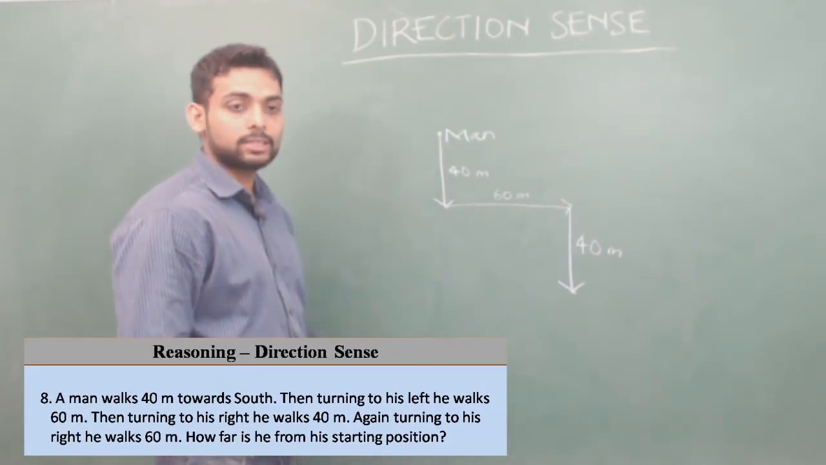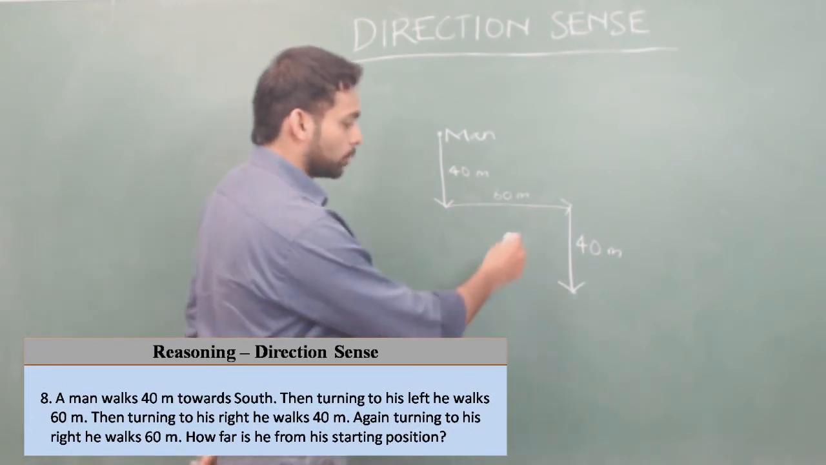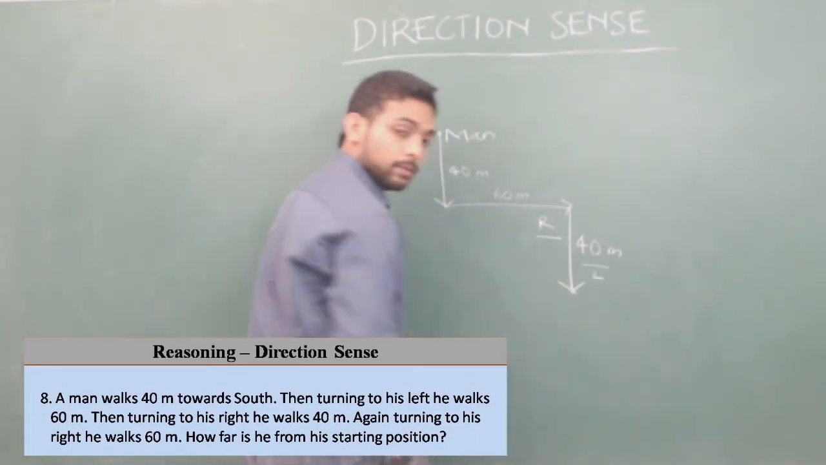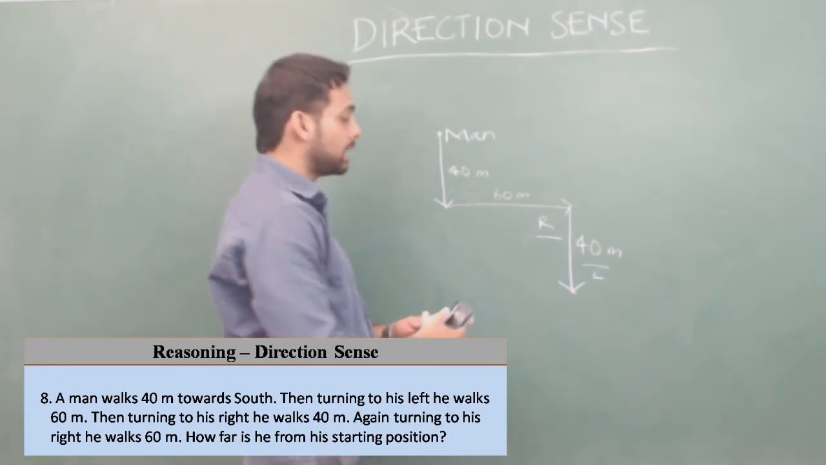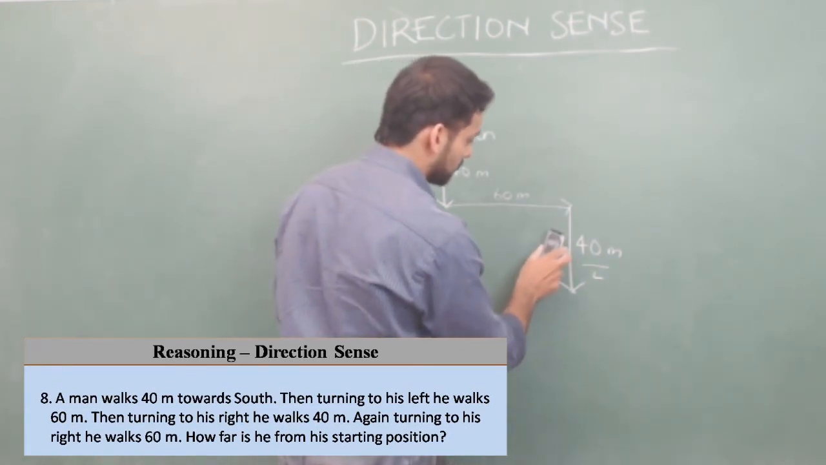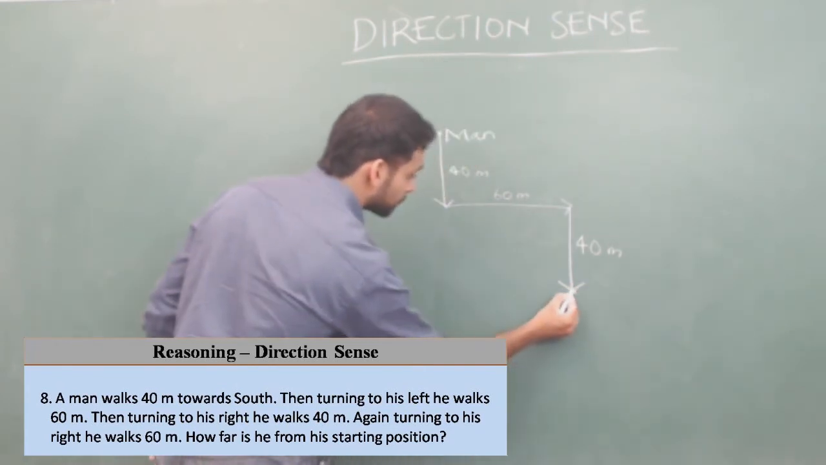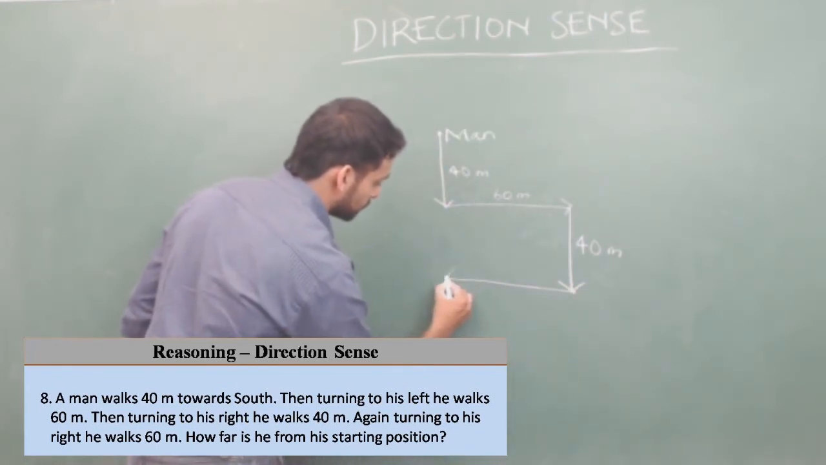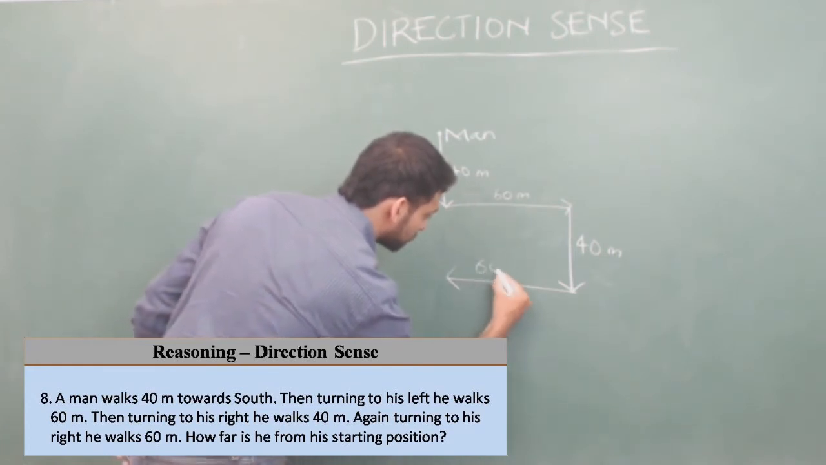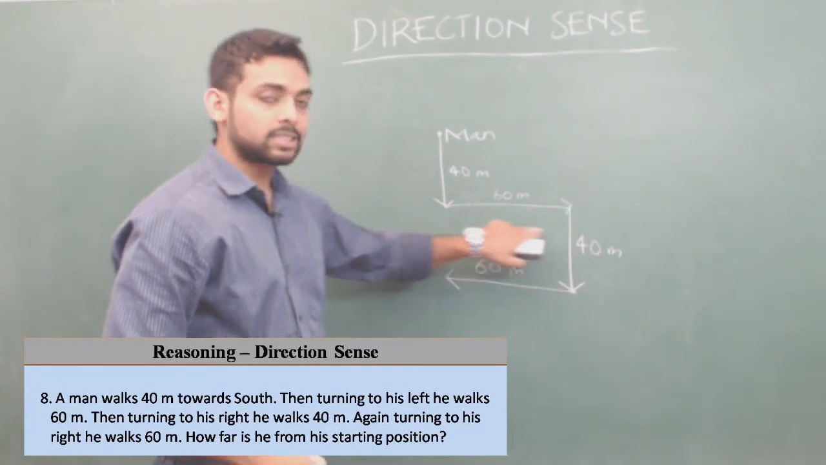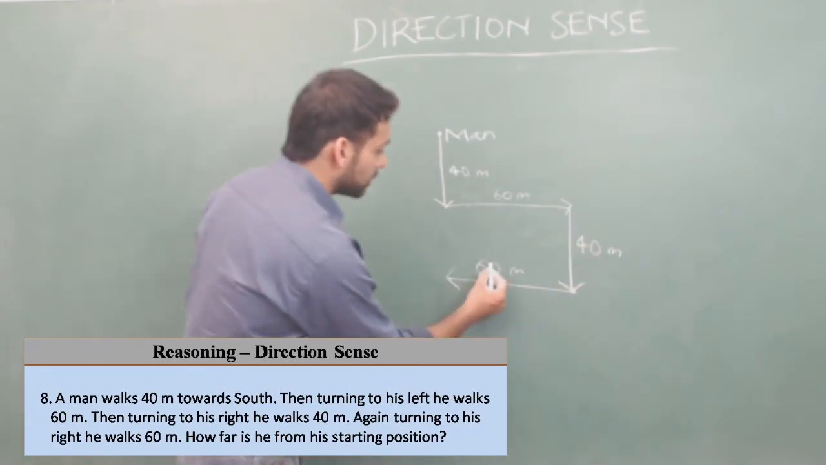Again turning to his right, he walks 60 meters. So when I move down, this is my left, this is my right. He again turns right and walks 60 meters. So he turns right and he walks 60 meters. So we see that he's walked 60 meters to the east and 60 meters to the west.